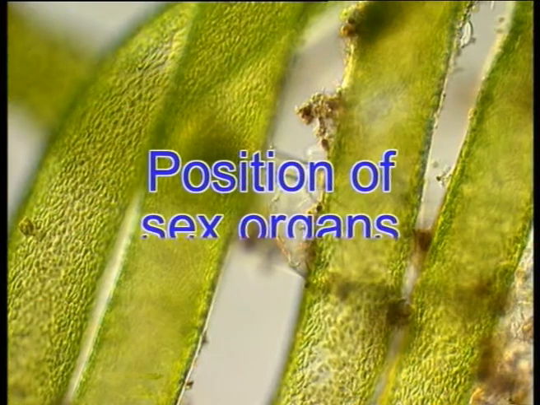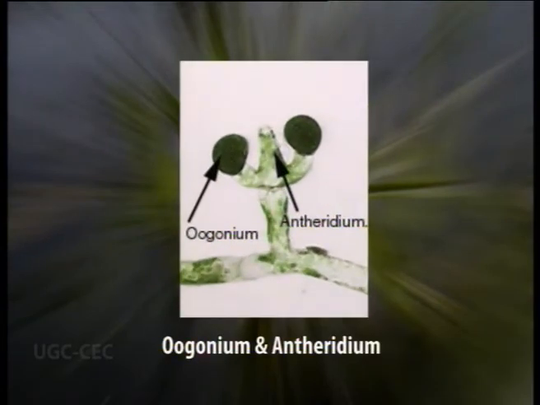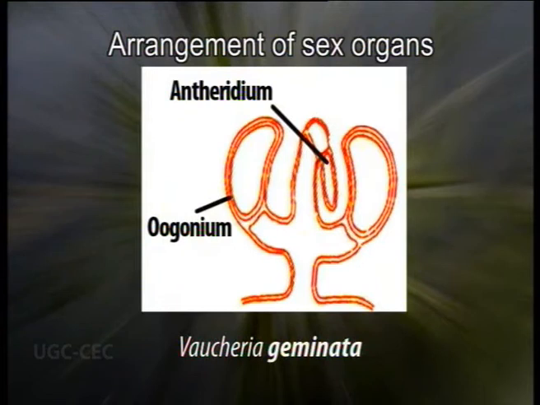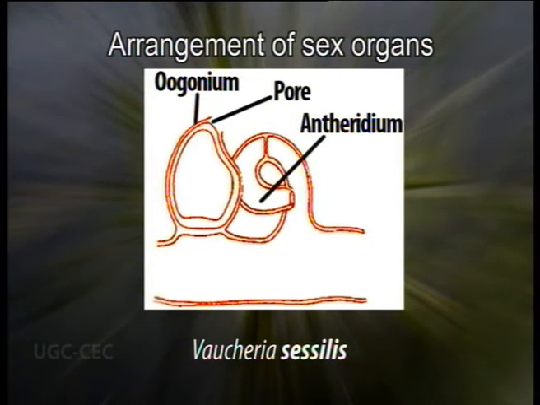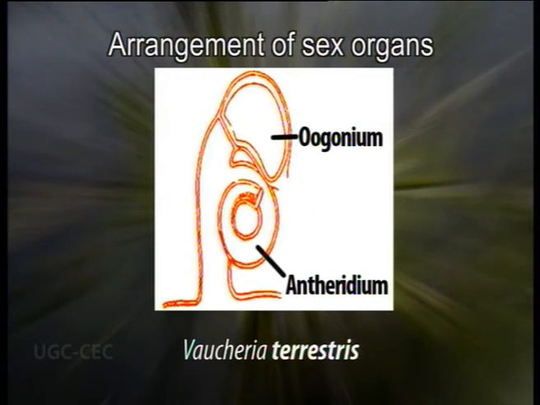Position of sex organs. In the monoecious or homothallic species, the Antheridia and Oogonia usually occur close to one another at intervals along the same filament, arising as lateral outgrowths. There is a great variation in the arrangement of sex organs in the different species or even different individuals of the same species. Let us start with the structure of sex organs.